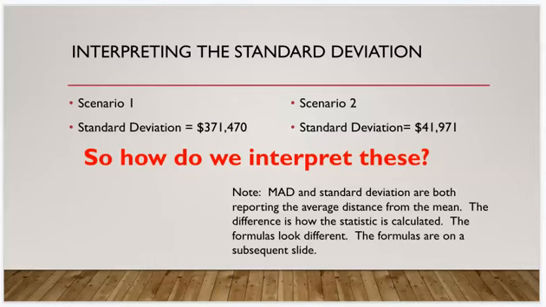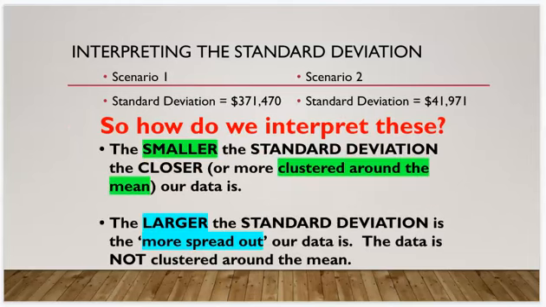So interpret those. Remember that mean absolute deviation and standard deviation measure the same thing. They just measure them using different formulas. So the smaller the standard deviation, the closer or more clustered around the mean the data is. The larger the standard deviation, the more spread out that data is from the mean.